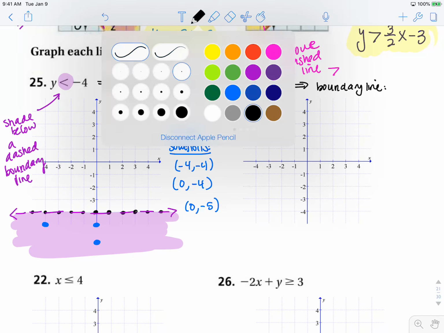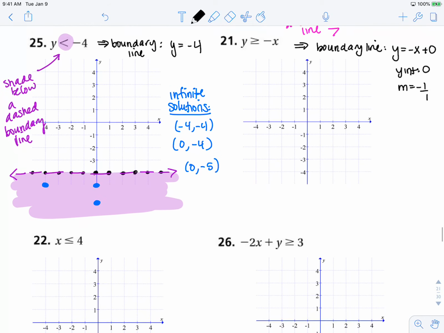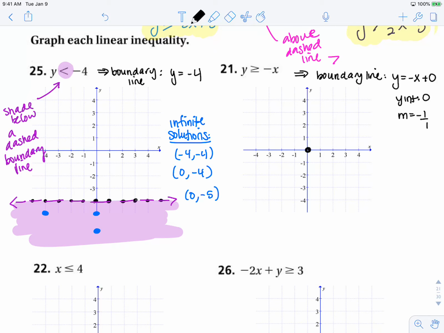If I look at number 21, I first want to figure out what my boundary line is. My boundary line is y equals -x plus 0. Looking at that boundary line, I know it has a y-intercept of 0 and a slope of -1/1. So I'm going to start at 0, my y-intercept, and go down 1/1 to plot all of my points. Down 1/1, down 1/1, down 1/1. I can also go backwards: left 1, up 1, left 1, up 1.